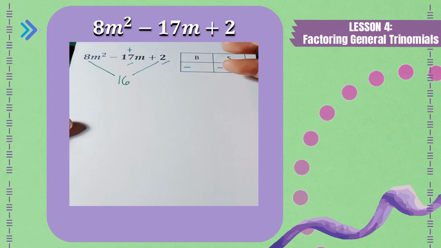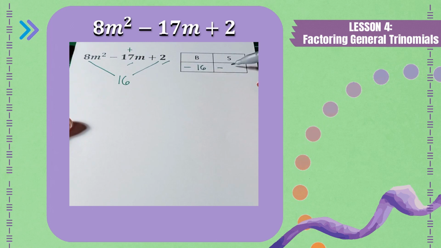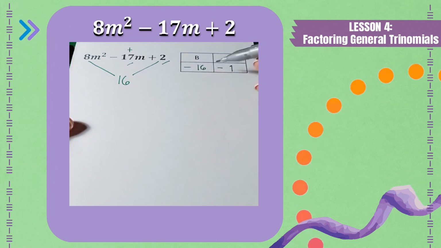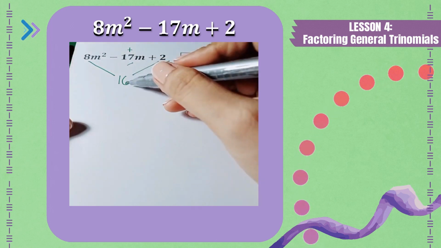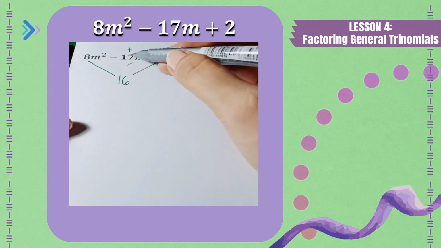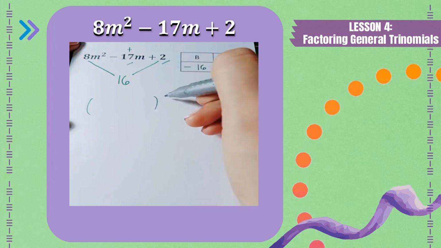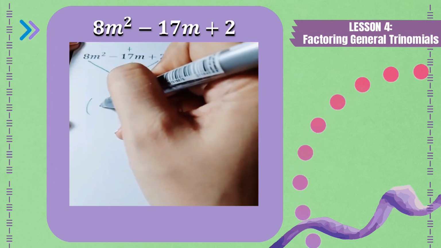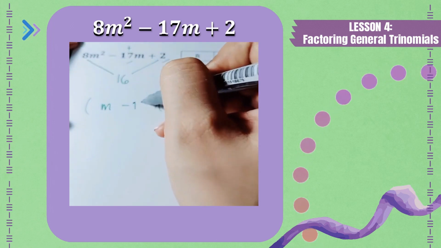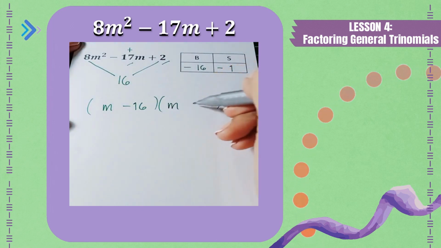So, ang tamang sagot ay 16 tsaka 1. Because 16 times 1 is 16. 16 plus 1 is 17. Then, write this as binomial factor. So, we have m minus 16, then m minus 1.